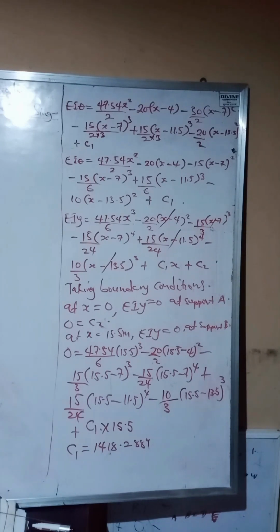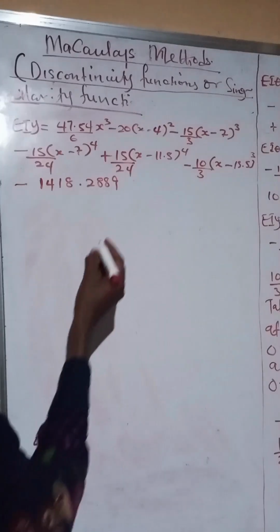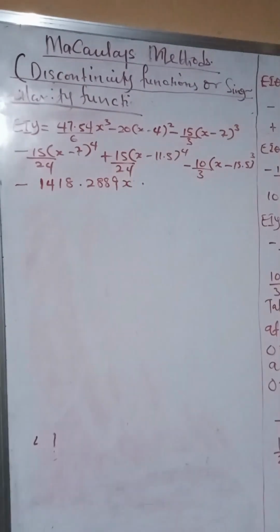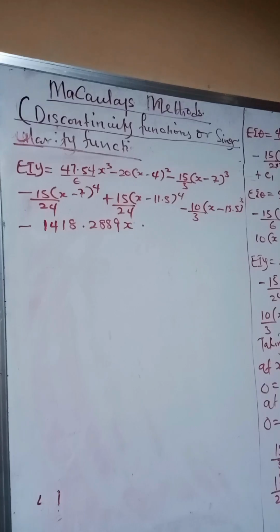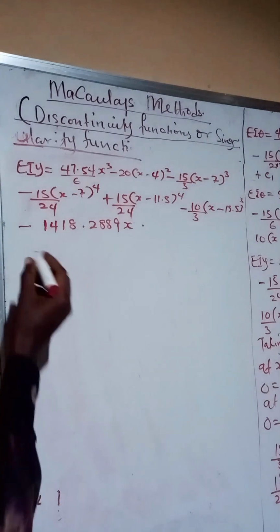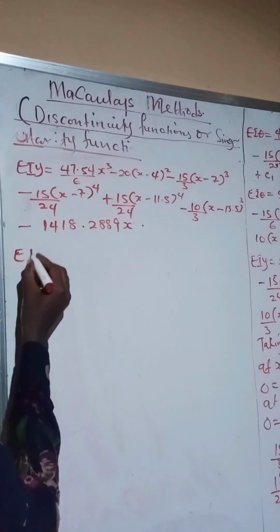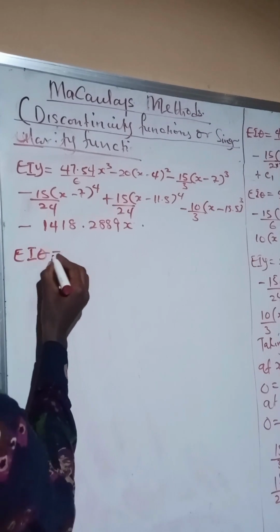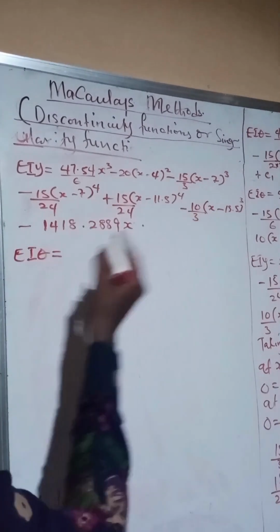Now let's move over to obtaining the deflection expression. Now that we have gotten our constant C1, let's rewrite the deflection expression. All right, so this becomes the final expression for our deflection. Now, let's rewrite our slope expression. This is what we're going to have. We have the slope expression as this.